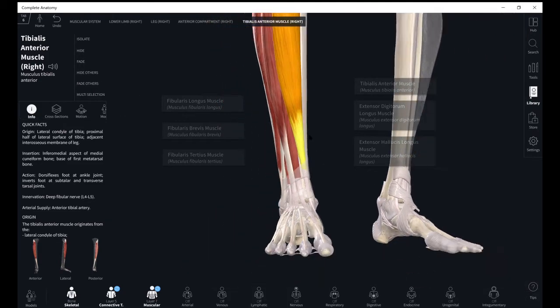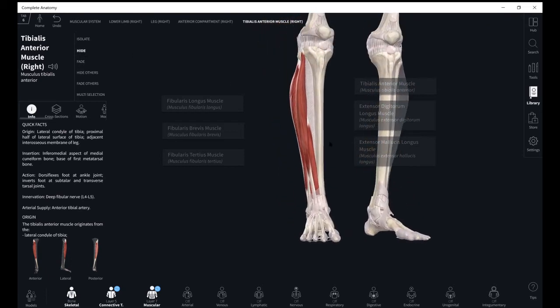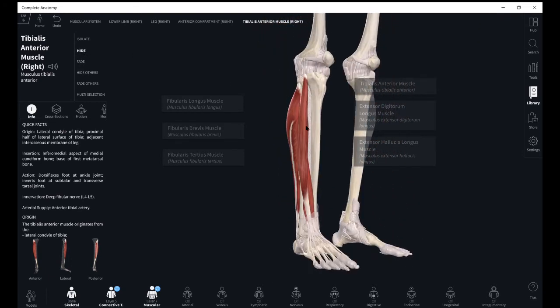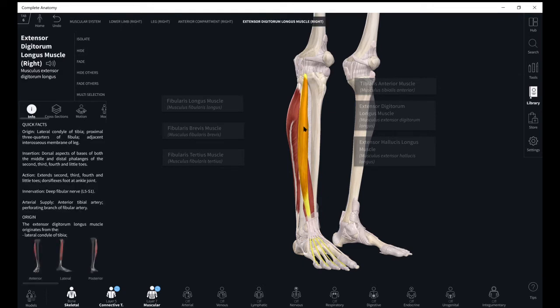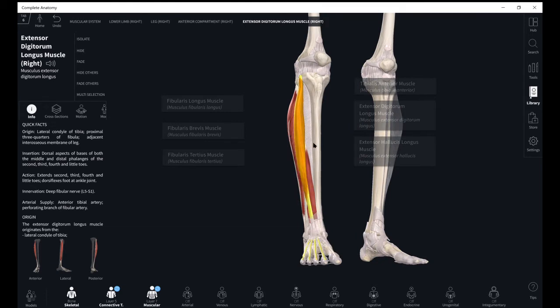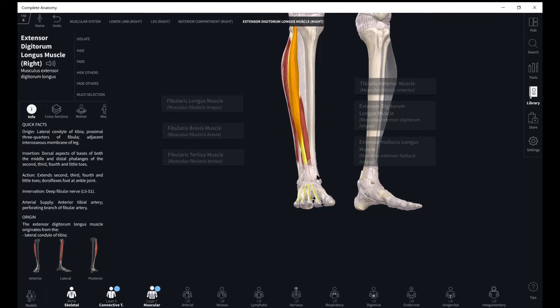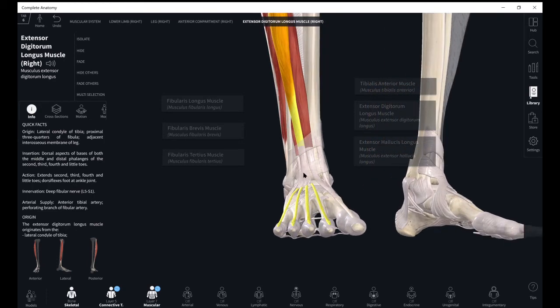Okay, we'll come up, and actually I'm going to hide that from view so that we can now look at extensor digitorum longus. So extensor digitorum longus, the origin is the lateral condyle of the tibia and the proximal 3/4 of the fibula and the adjacent interosseous membrane of the leg. It inserts in the dorsal aspects of the bases of both the middle and distal phalanges of the 2nd, 3rd, 4th, and 5th little toes.